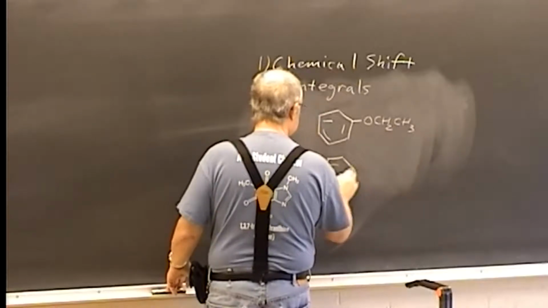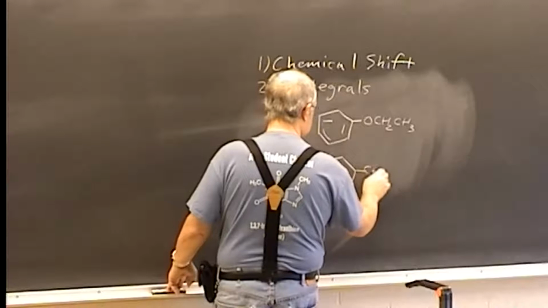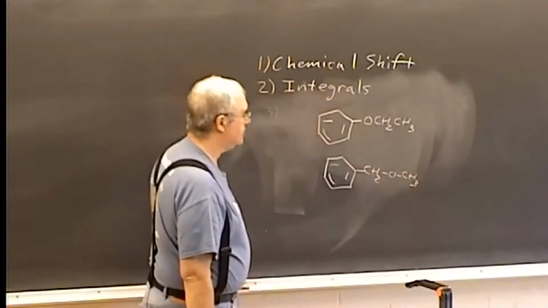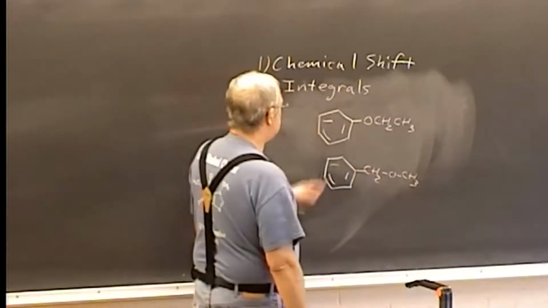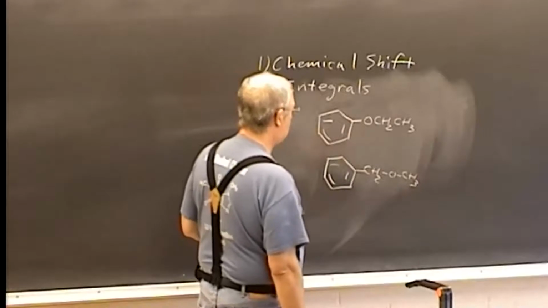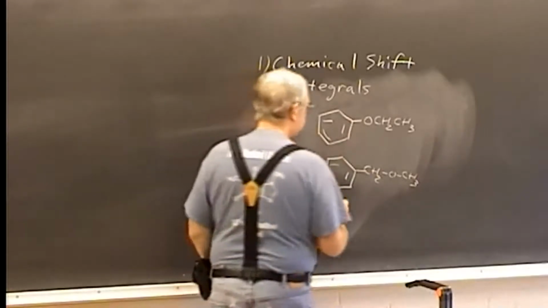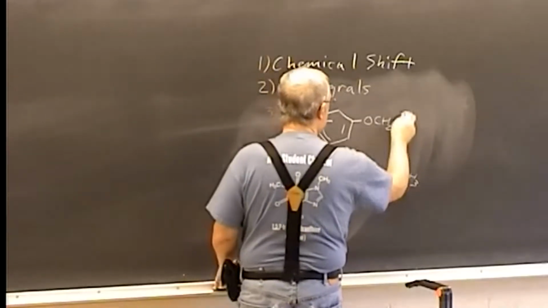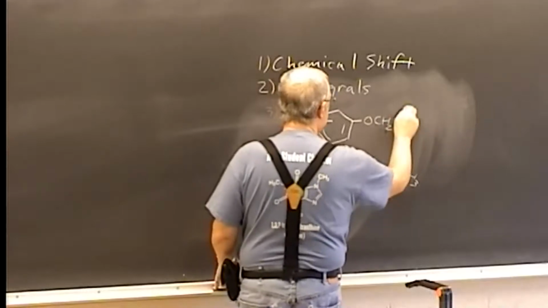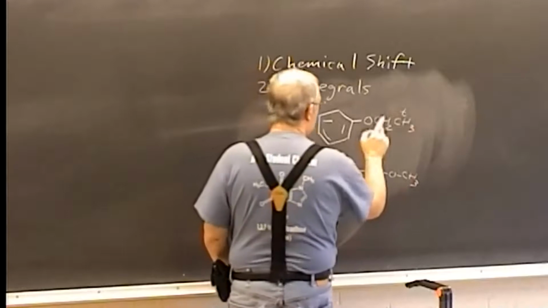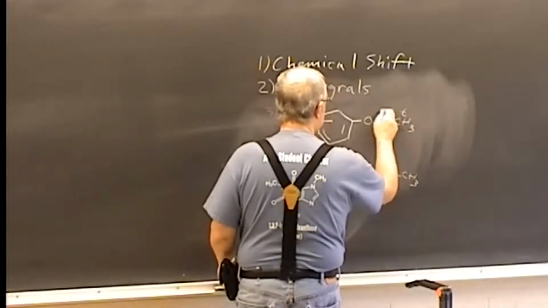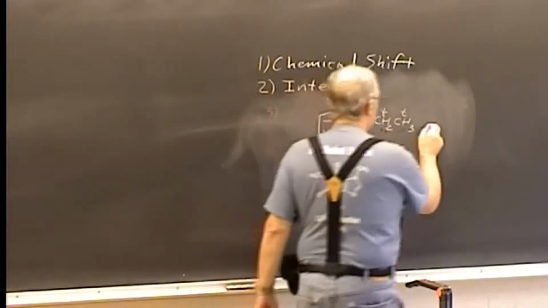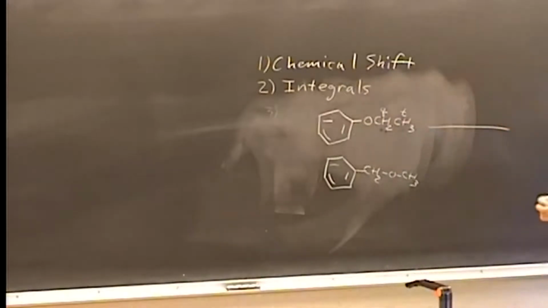Let's compare these two isomers. So this is ethoxybenzene, and this set of hydrogens has two neighbors. So two neighbors plus one, that would give us a triplet. These two hydrogens have three neighbors, so that would give us a quartet. All right, so our spectrum would look something like this.